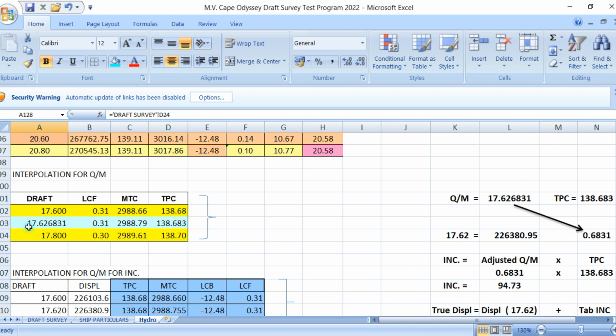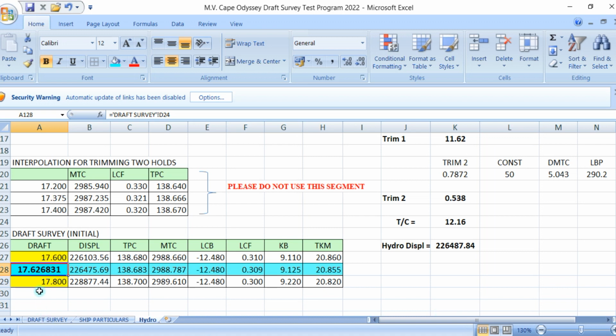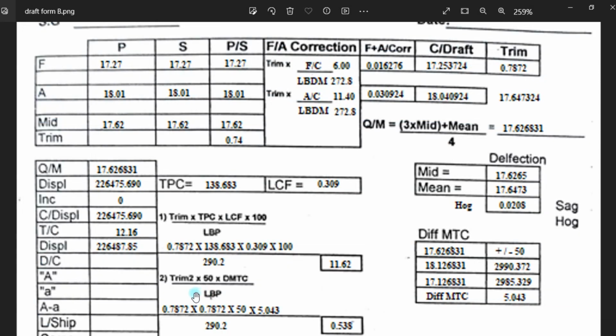This interpolation, you get your TPC here and your displacement. This one, this is draft survey. This will be your displacement 22647.69, your TPC and your LCF. So that's it, guys. You got your displacement, TPC, and LCF.